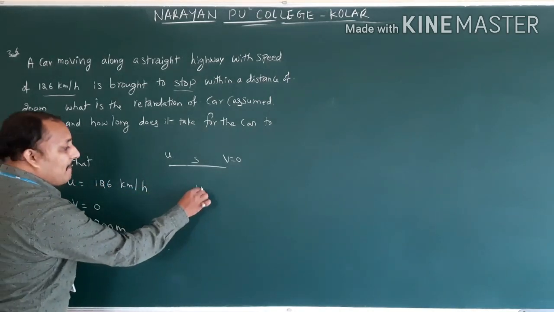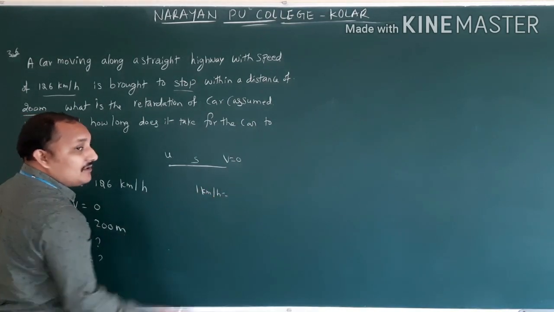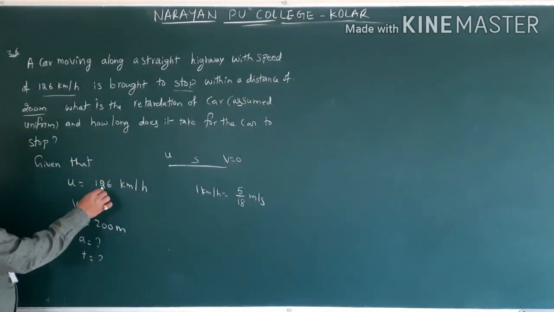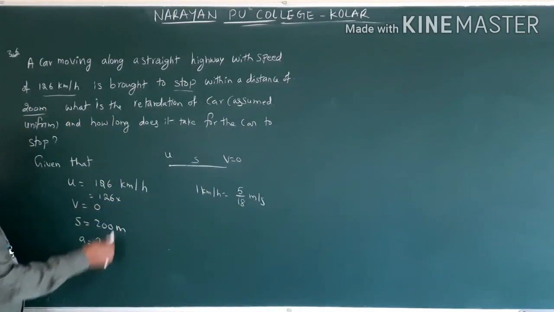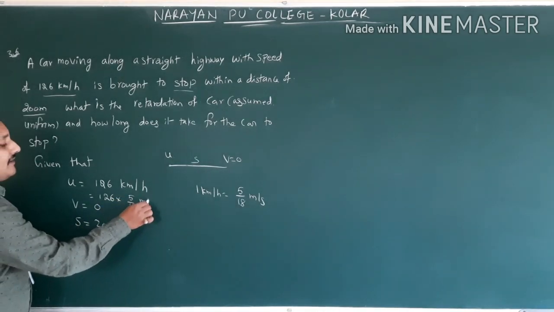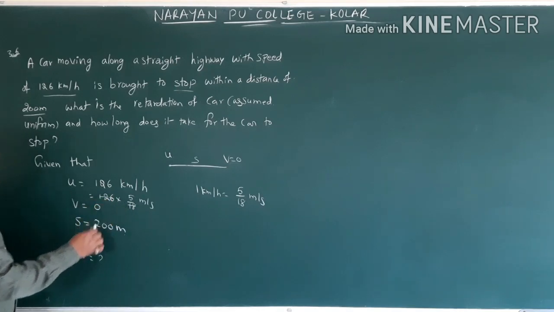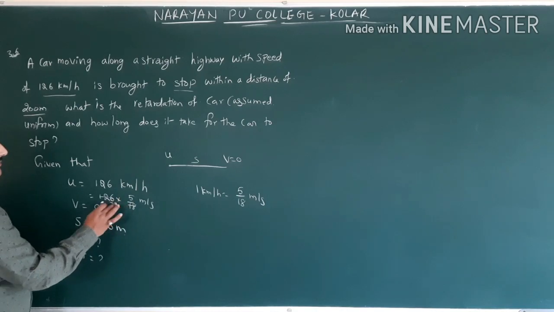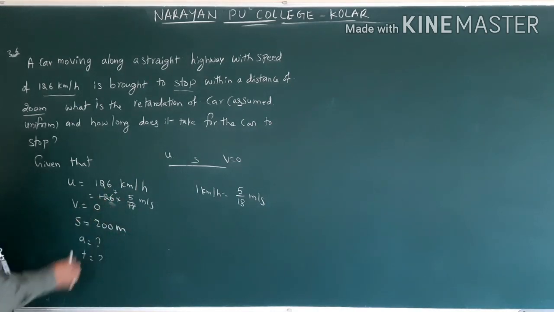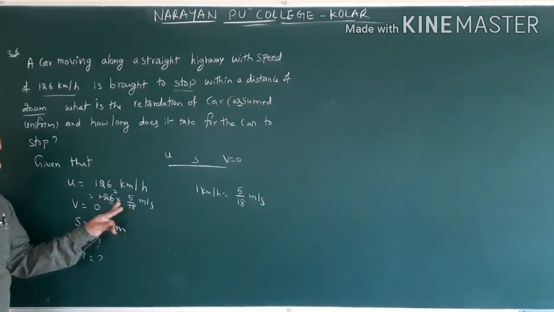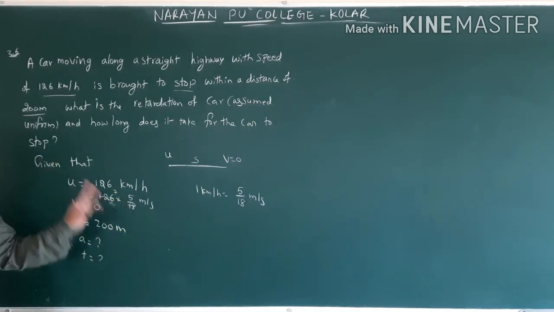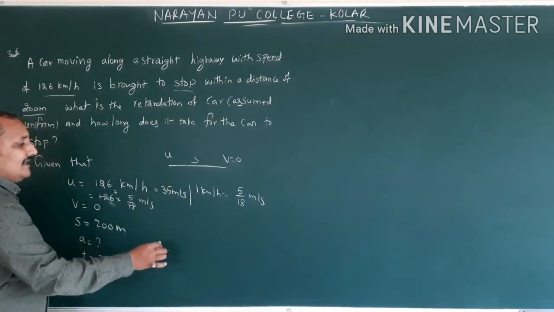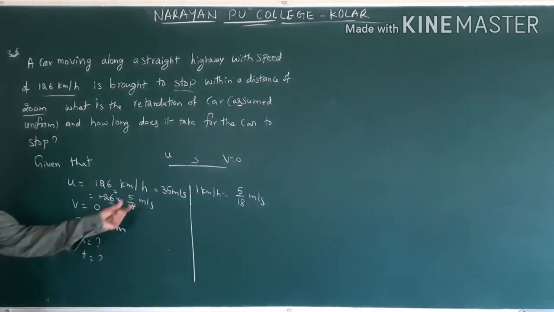1 kilometer per hour equals how many meter per second? 5 by 18 meter per second. So we should do 126 into 5 by 18 meter per second. 18 will be cancelled how many times? Almost 7 times, isn't it? 7 18s are 126. So 7 into 5. Now what is the velocity? 35 meter per second. So initial velocity is 35 meter per second.